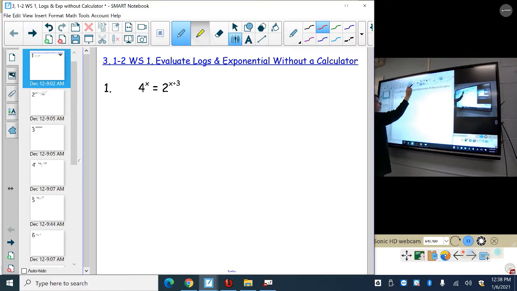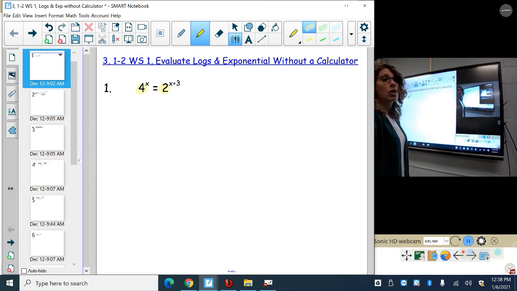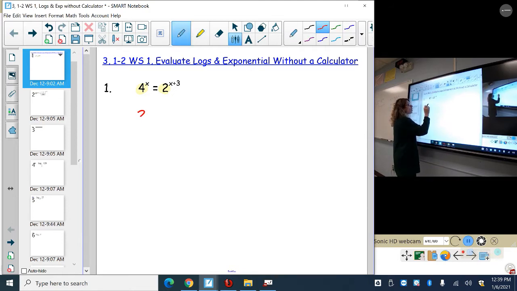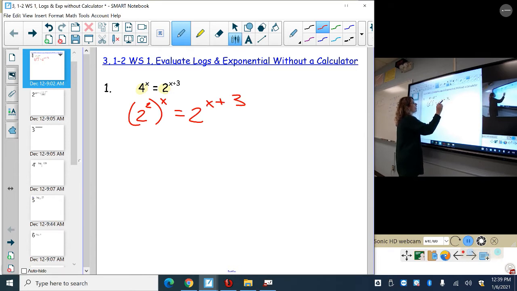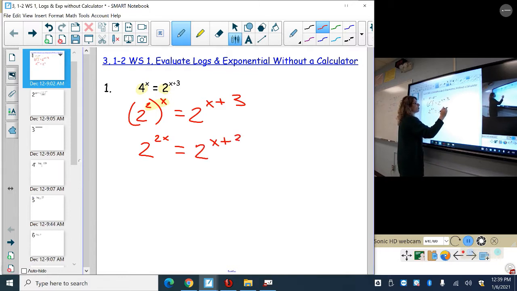The very first thing that you see on problem number 1 is that you have a base of 4 and a base of 2. Your goal is to get your bases to be exactly the same. So I need to transfer this base 4 to be a base of 2. How do I go about doing that? Well, 4 is 2 squared. So right here, you're going to multiply exponents together to give you 2 to the 2x is equal to 2 to the x plus 3.